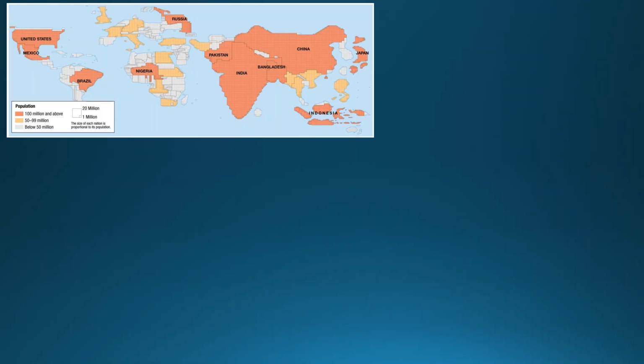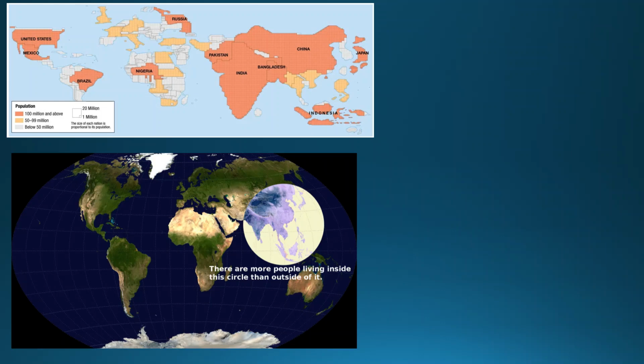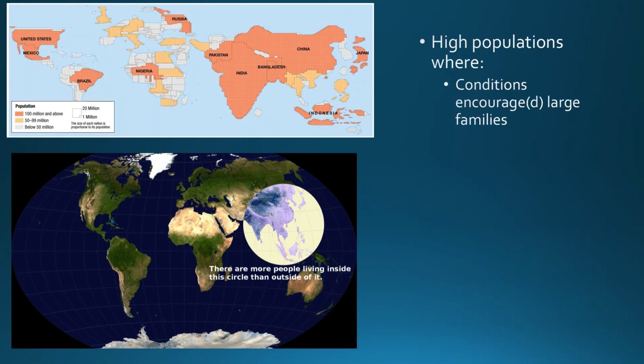And so when we look at population, this is a cartogram where your country's size is basically based upon its population. And so we can see places like India and China and Nigeria and Brazil have fairly large populations. And this is a map that floats around the internet constantly, where you see there are more people living inside of that circle than outside of it. Lots of people living in Asia. And why is that? So we have high populations where conditions encourage or encouraged large families in the past or the present. And we have high carrying capacity.